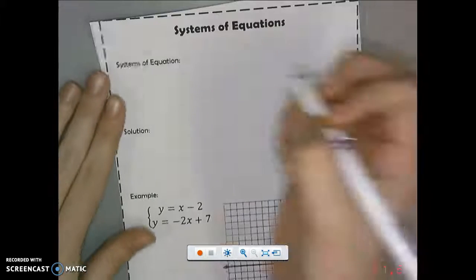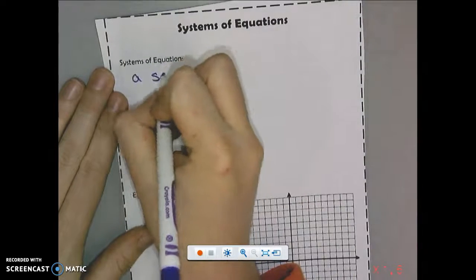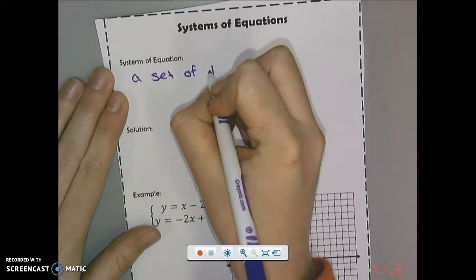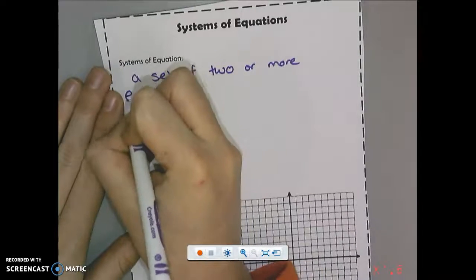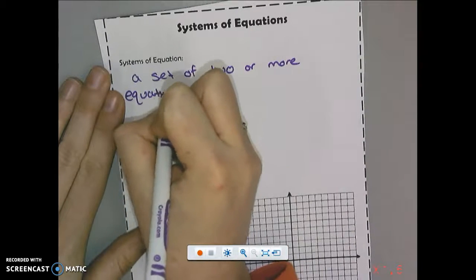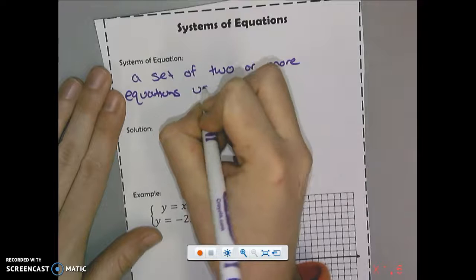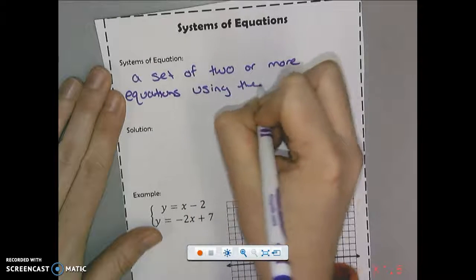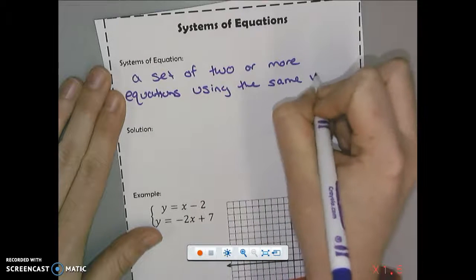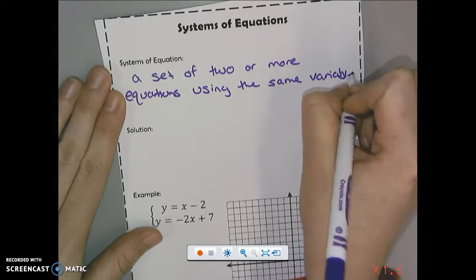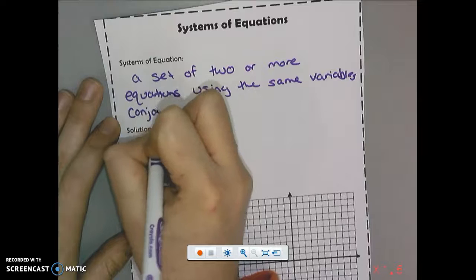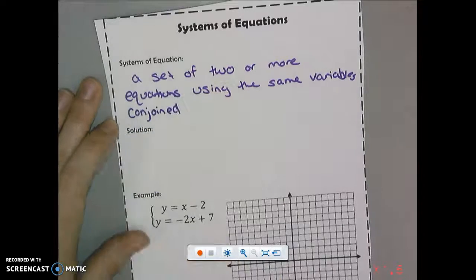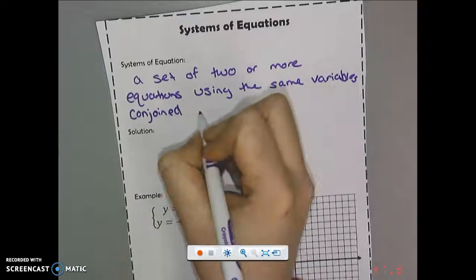A system of equations is a set of 2 or more equations using the same variable conjoined with a bracket.